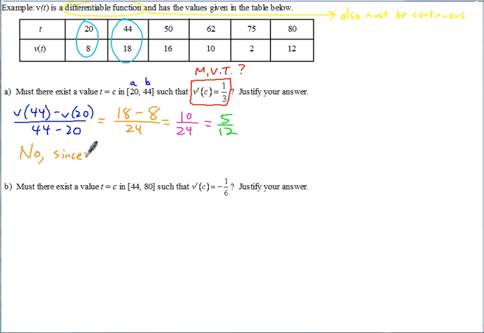Since v of 44 minus v of 20 over 44 minus 20 does not equal 5/12. Sorry, does not equal 1/3.